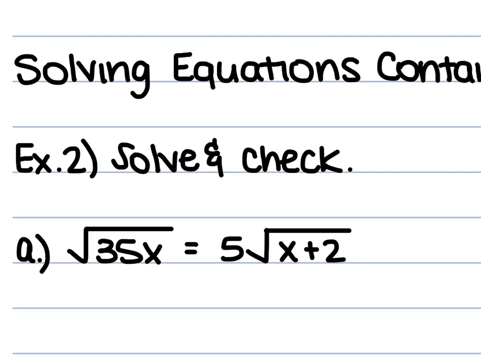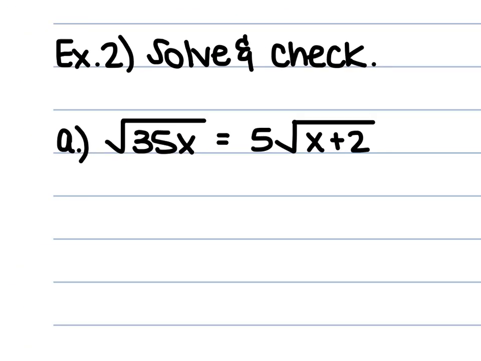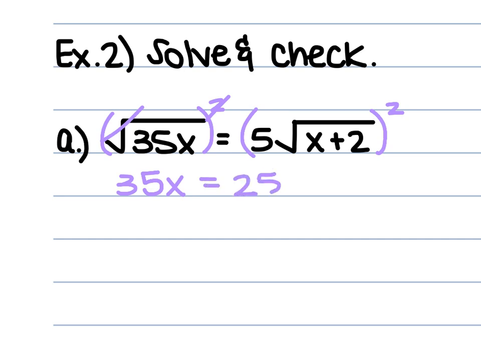Sometimes we're going to have equations with 2 radicals. That is fine. The only thing we have to do is square both sides. Okay, so if we look at example 2a, we have the square root of 35x is equal to 5 times the square root of x plus 2. So we're going to start by squaring each side. Now, when we square that right side, we have to remember that that 5 on the outside of the radical is being squared as well. So that 5 is going to turn into a 25, and it's going to be times x plus 2.